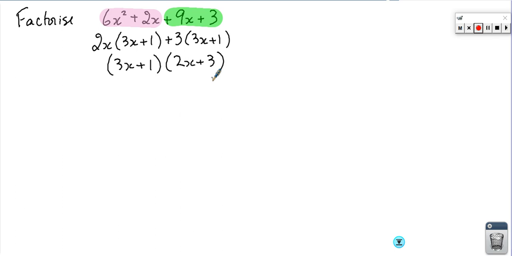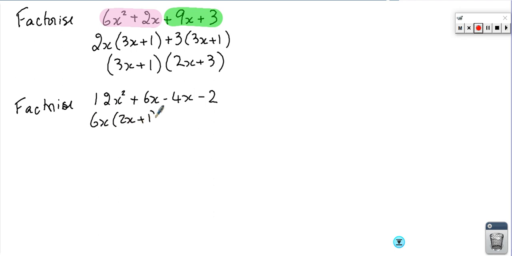Let's see another example. Factorize 12x squared plus 6x minus 4x minus 2. Factorizing the first two terms, I get 6x as a common factor into 2x plus 1. Factorizing the next two terms, I get minus 2 as a common factor into 2x, again plus 1. So now it's 2x plus 1 into 6x minus 2. And that is our answer, our final answer.